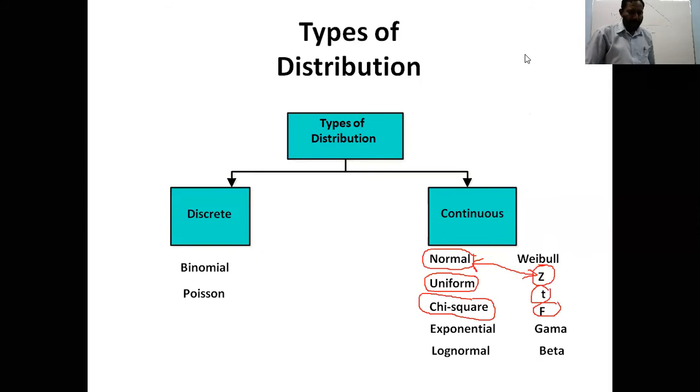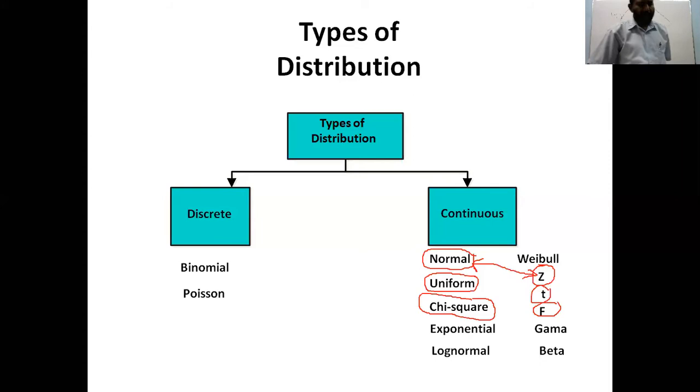Discrete distributions, there are so many discrete distributions, but the two distributions that we are going to learn are the binomial distribution and the Poisson distribution. So these are the two distributions that we are going to learn.